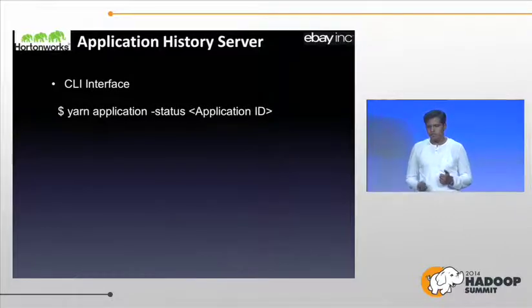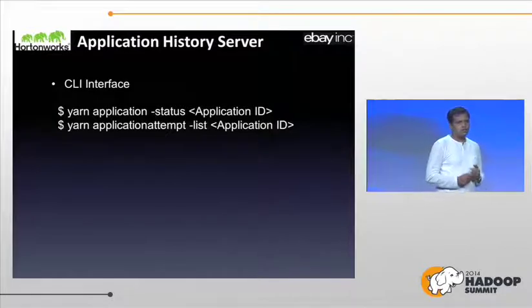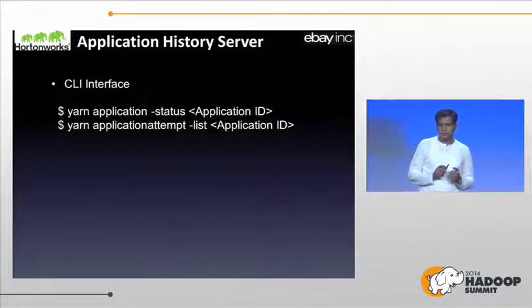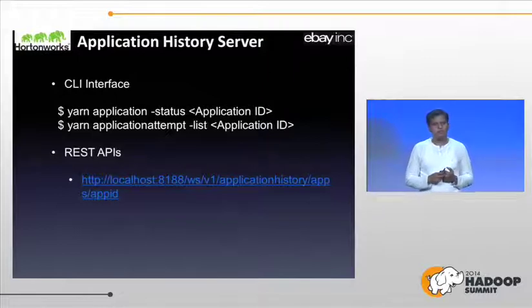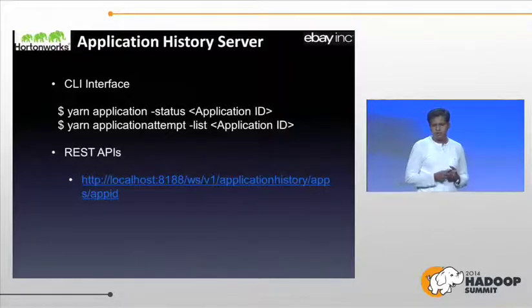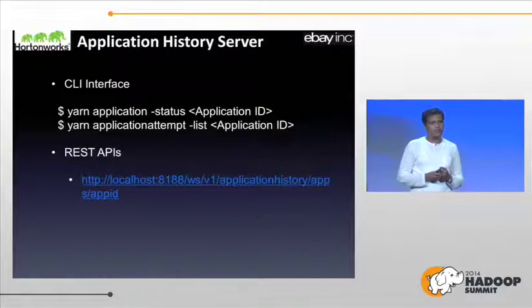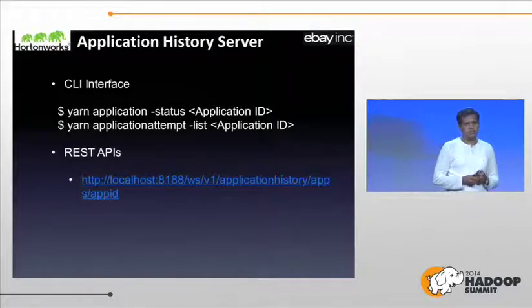This is a couple of examples of how you get the application data and how you get the application attempt data. You can list all the application attempts for this application, and similarly you can do the containers as well. This is a simple REST API you can use for getting the data over the REST protocol. You just specify the server where the application history server is running, specify the application ID, and get the data. Similarly, you can do it for the application attempt as well as for the containers.